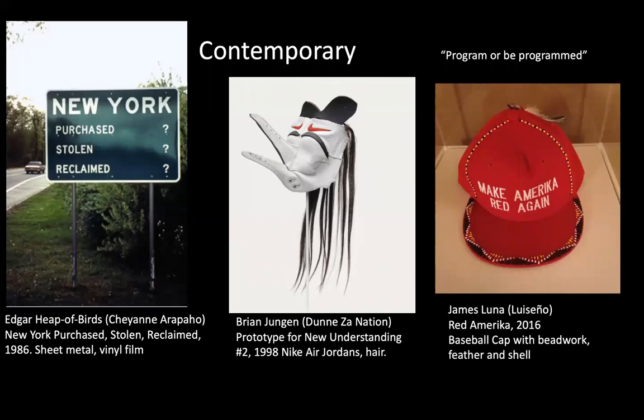Brian Jungin, for example, skins Nike shoes and adds long black hair to make it look like a Northwest Coast style mask. How typical of a Native American artist. James Luna indigenizes a MAGA hat by adding beads and feathers and an apparent misspelling. Of course, it's the German spelling of America. And on a hat that already symbolizes white supremacy to many people, the K communicates some other things.